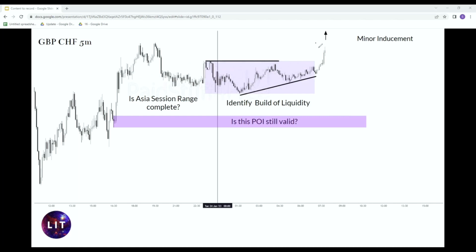However, let's wait for this reaction and try to actually identify a really nice sell entry. After that, we get a juicy reaction, perfect reaction away from the inducement.